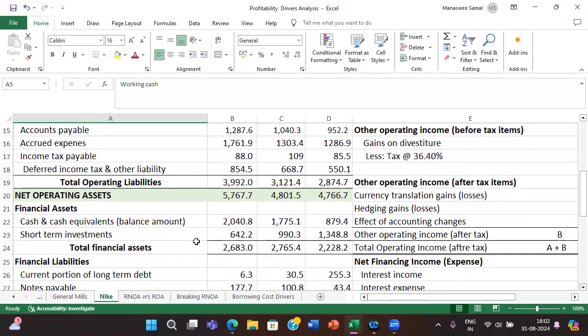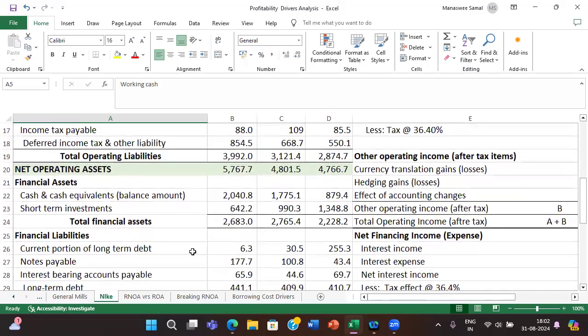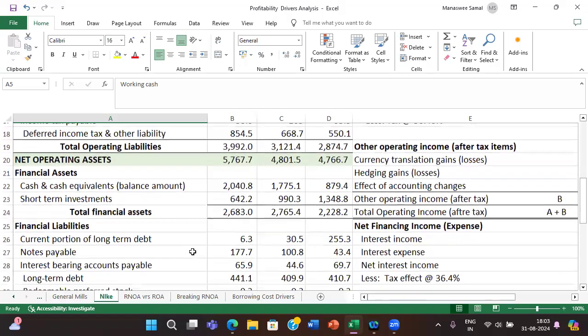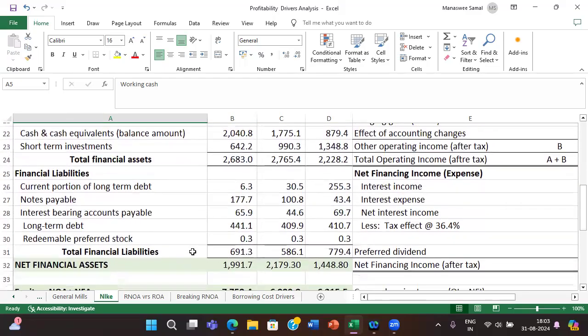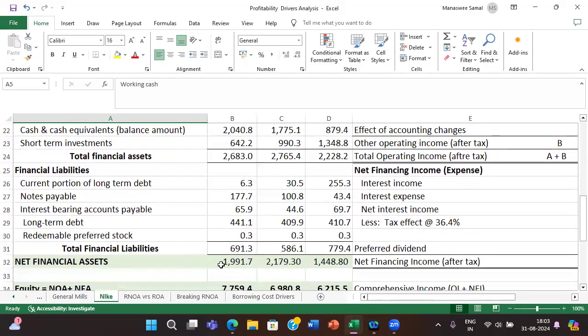Then as usual, you have NOA, then you have financial assets. Here, the balance sheet is dominated with financial assets. Financial liability is less than that. Therefore, you have a NFA situation. In that way, I think the book is a very nice book.